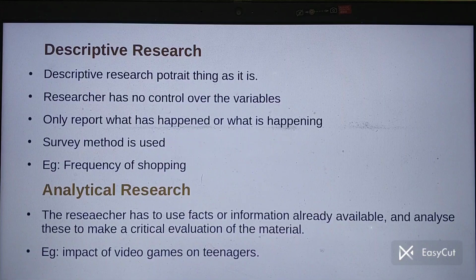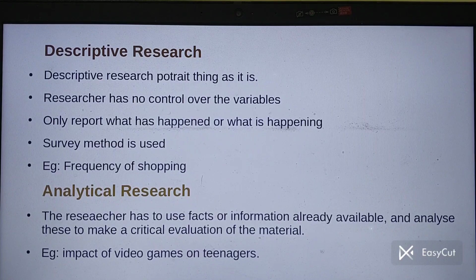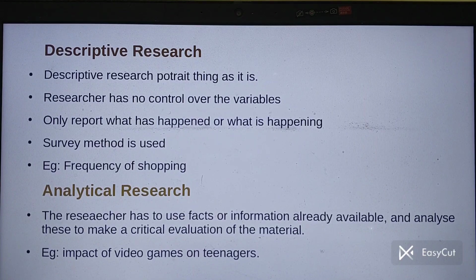First is descriptive research and analytical research. Descriptive research, as the name suggests, means describing things as they are. Researchers have no control over the variables. Researchers only report what has already happened and what is happening. Research is based on the survey method.